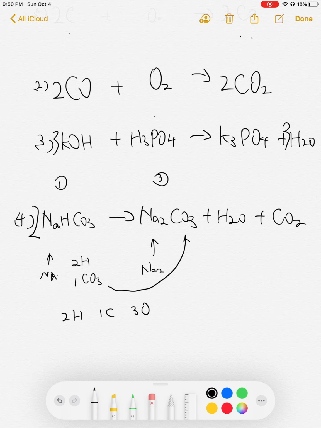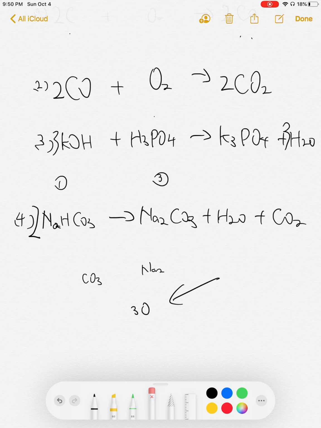So what about the rest of this? HCO, you have 2 hydrogen, 1 oxygen. And over here you have 1 carbon and 2 oxygen. So the 2 oxygen and 1 oxygen give you 3 oxygen, and it's a perfect match. That's why we can know that all the atoms are matching up. This will be a simple one just by multiplying this by 2.